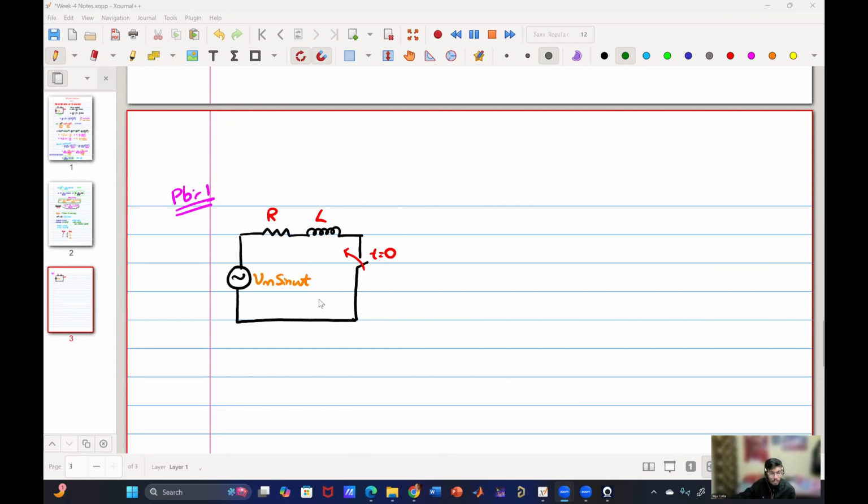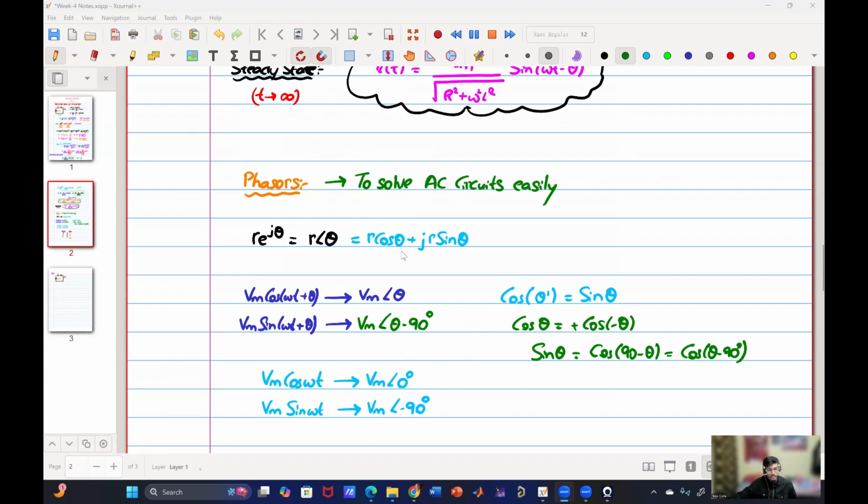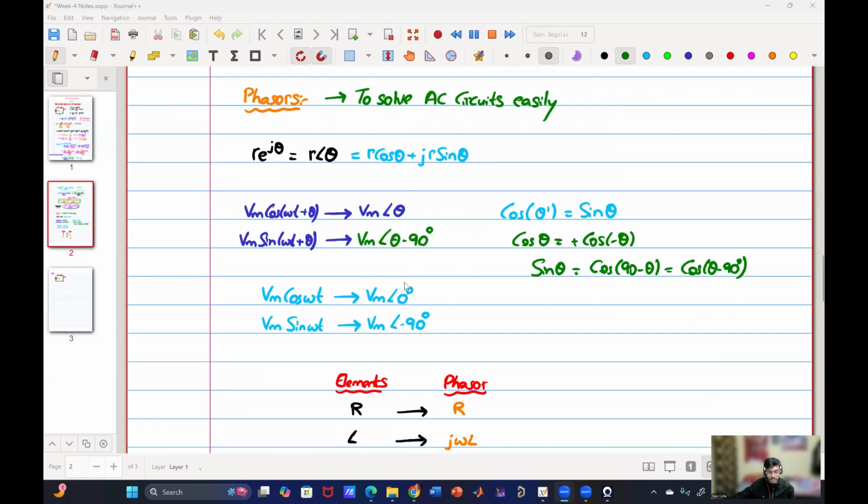So Vm sin omega t is what? From this phasor, what is Vm sin omega t? Vm sin omega t, what is the phasor? Anyone? Vm angle 90 degrees. Yeah, very good.